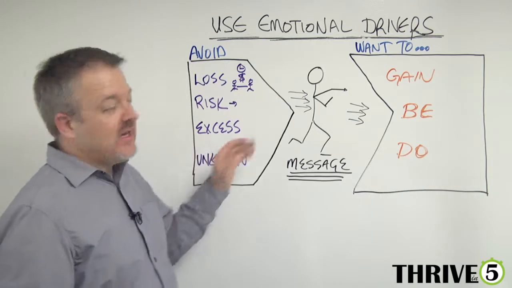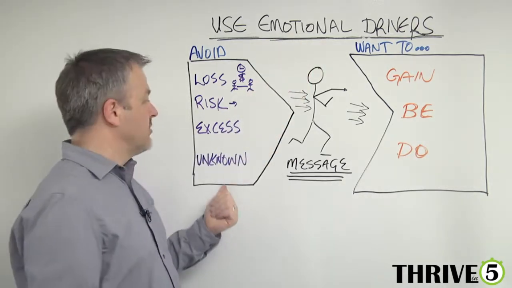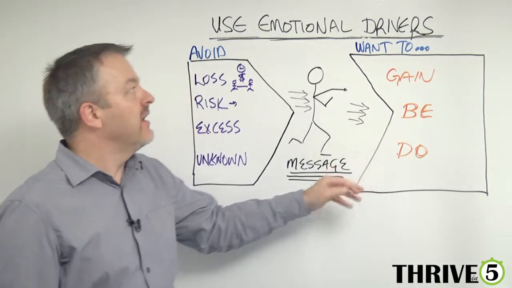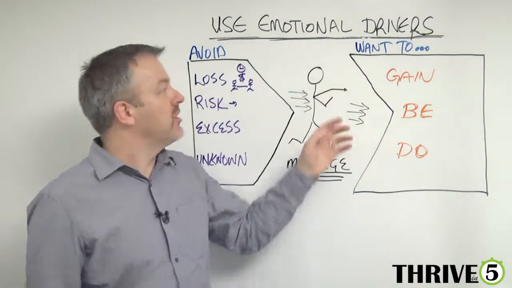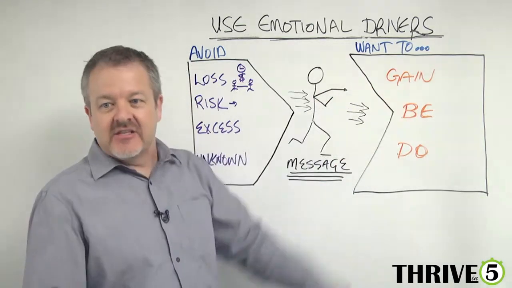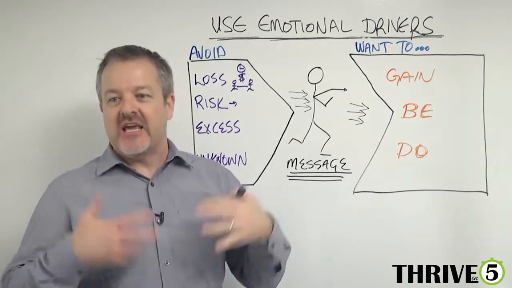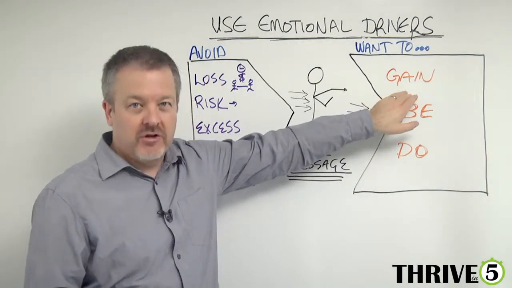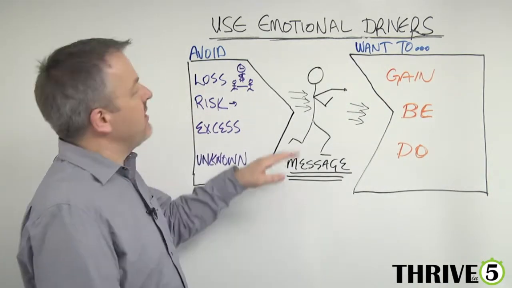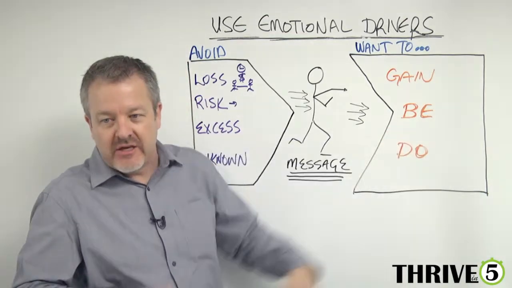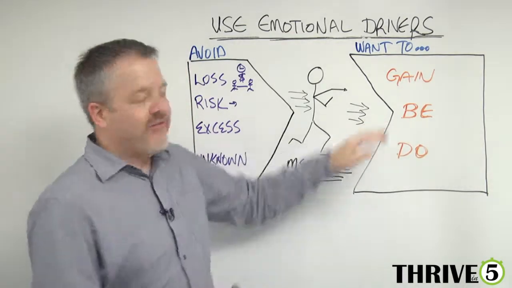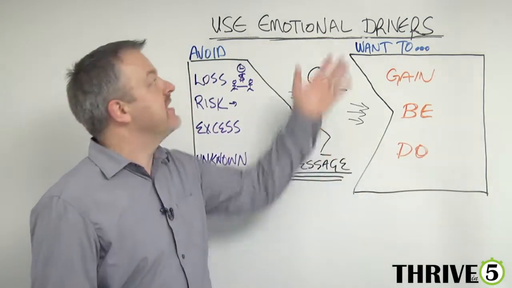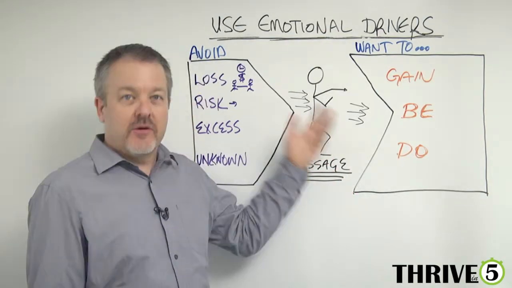Now, if that's the avoidance side and you understand how to use those emotional drivers to support that, you also want to use emotional drivers to pull them towards something. What people often want from an emotional perspective is to gain things. This could be to gain money, to gain prestige, to gain power, to gain health, to gain popularity. There's a whole bunch of things that people are looking to gain. People want to do things or be things. They actually want to be creative. They want to be efficient. They want to be effective. They want to be influential. And so you have to understand what they want to be as it relates to what you're trying to communicate with them, what you're trying to offer them.